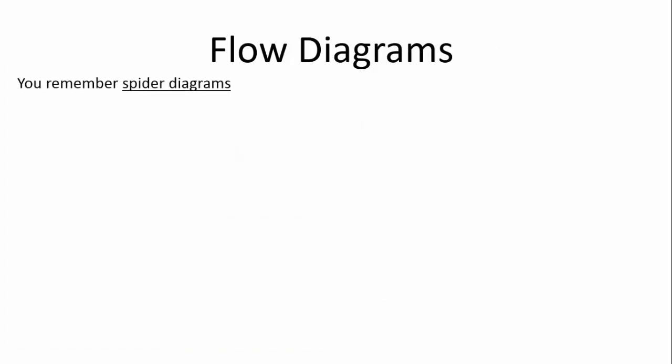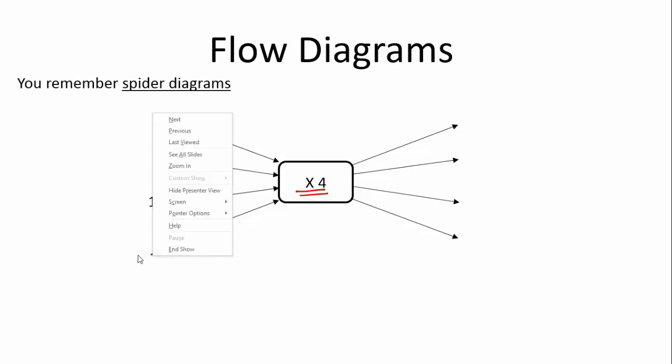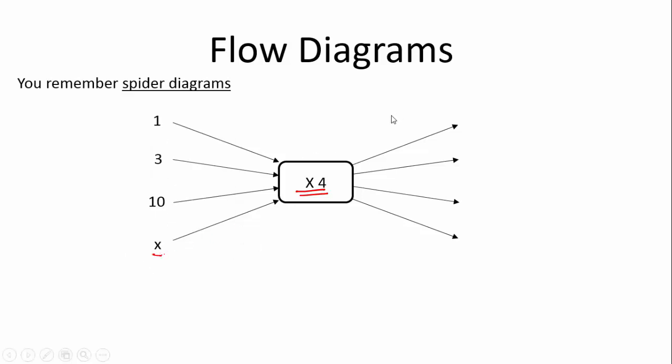Right, for flow diagrams, do you remember your spider diagrams? A spider diagram looked a little like this. We had arrows going in and arrows going out, with an action that we were doing in the middle of the spider diagram. For example, we had our numbers on our left, our 1, 3, 10, and I've made an x, and an x can be any number. And on the right, we would calculate what it was by putting in the action of the spider diagram.